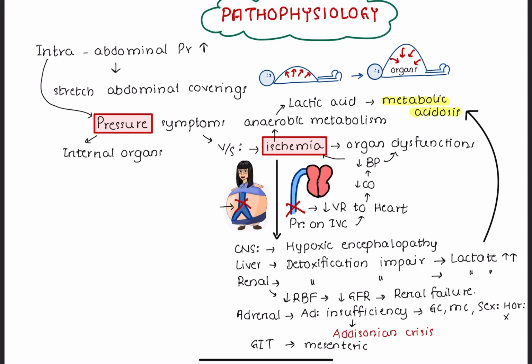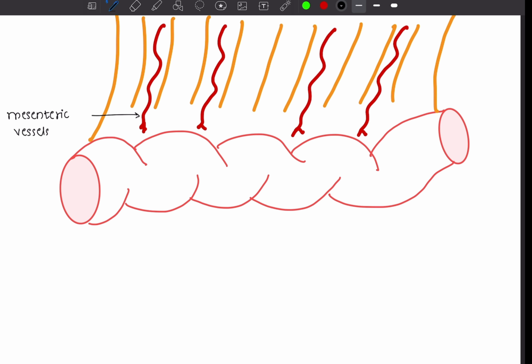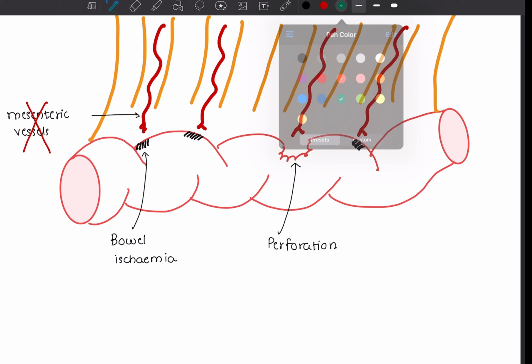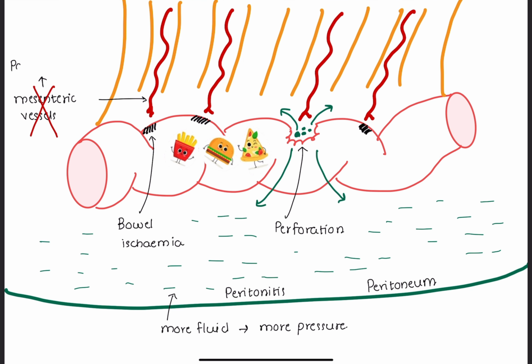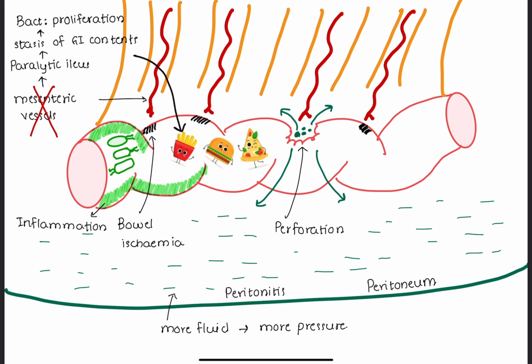Reduced blood flow in gastrointestinal vessels leads to mesenteric ischemia. Reduced blood flow in mesenteric vessels causes bowel ischemia, then bowel perforation, and peritonitis, leading to additional fluid accumulation. Prolonged mesenteric ischemia is followed by paralytic ileus, which means a reduction in intestinal motility and delayed passage of GI contents. This favors bacterial proliferation, leading to inflammations of the intestines. These conditions lead to further rise in intra-abdominal pressure.